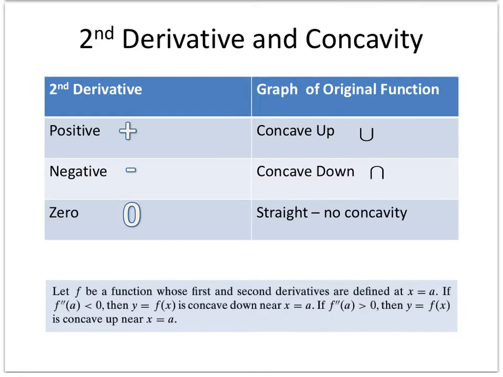If you take the second derivative and you get a positive number, meaning you did all this stuff again, then that says at that value, whatever number you plugged in, it's going concave up. If it's negative, you get concave down. At 0, if our second derivative is 0, then there's no concavity.